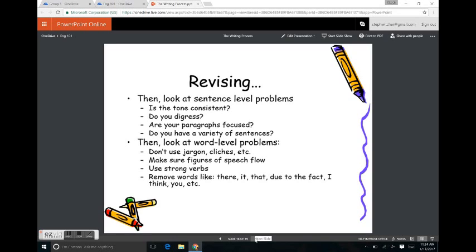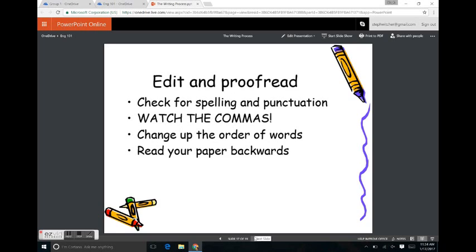Due to the fact, you could use the word because instead. Don't ever tell me I think. We understand you think. Writing is thinking on paper. So we pray that there is some thinking going on here. So you don't have to tell us that you think. Or the word you. Be very careful with the word you because the you is your reader. So unless you're speaking directly to your reader, you want to avoid the use of the word you.